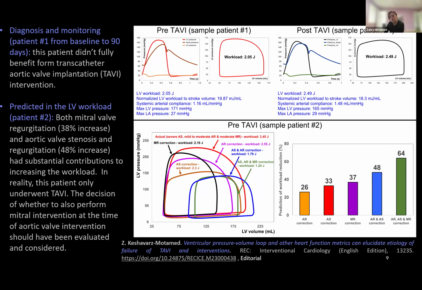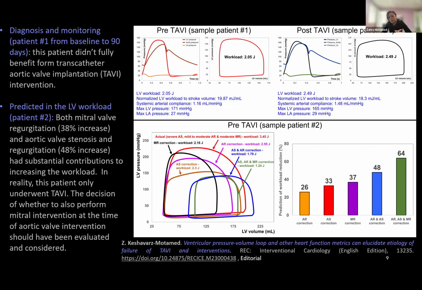The other thing that we think is important for transcatheter heart valves is whether we can predict the situation before intervention. In the second panel, we predicted and again validated the situation, and it worked very well. In the actual case, the patient has severe AS, mild to moderate AR, and moderate MR, but in reality, the patient only received TAVR. If you look at the graph, if the patient had just fixed aortic valve disease, which we assume corrects AR and AS altogether, around 48% we will have improvement in left ventricular workload. And if we are fixing the mitral valve regurgitation, 38%. In reality, that patient only received TAVR, but if you see the difference, we shouldn't ignore the mitral valve.